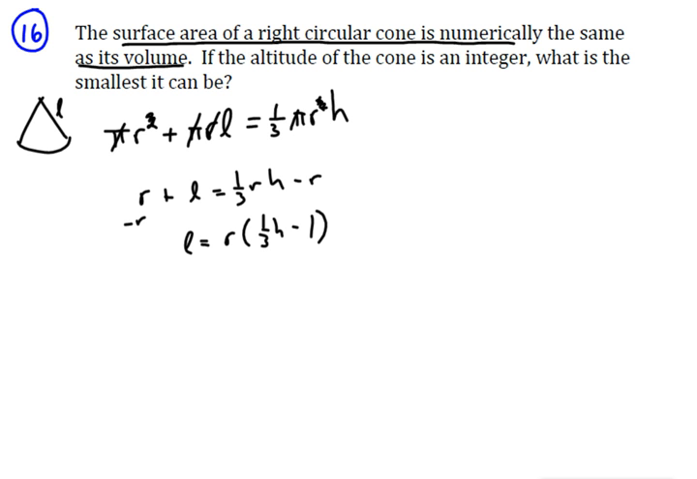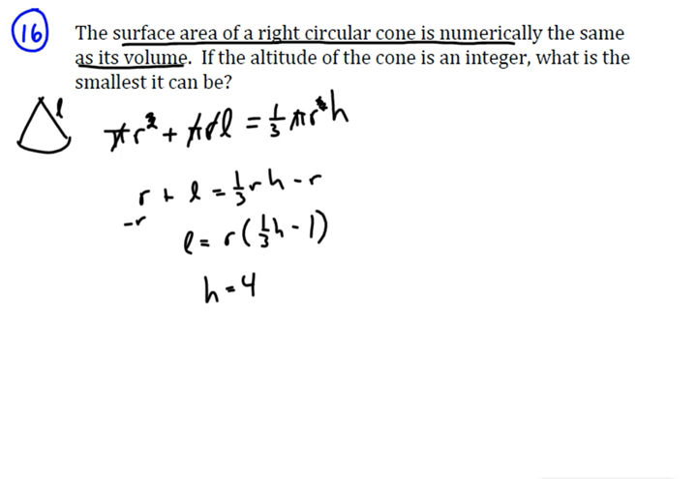Now it becomes very obvious, because r is positive and L is positive, that 1/3 h minus 1 has to be positive, which means 1/3 h has to be greater than 1. And so if 1/3 h is greater than 1, then h can't be 3, because if h is equal to 3, then 1 minus 1 is 0. So that means h equals 4.